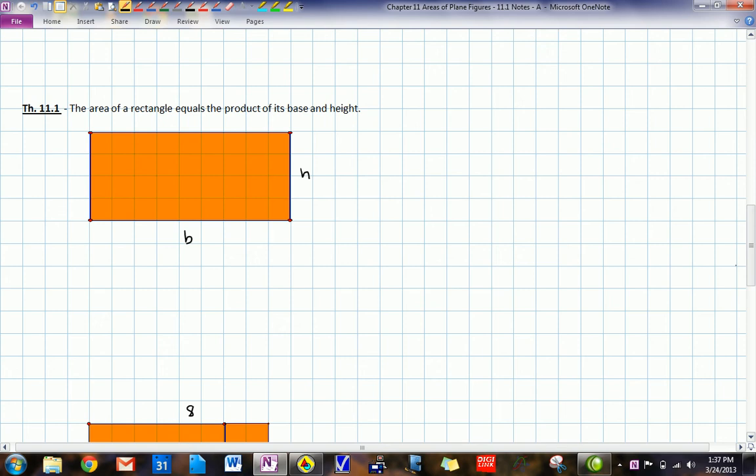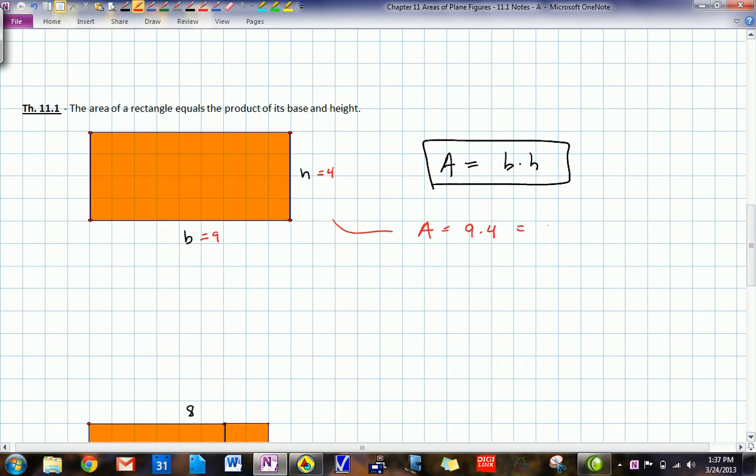But at any rate, instead of counting up all the little square boxes in there, we saw in that first example with the square that we multiply the number of rows by the number of columns. So that brings us to the formula. The area is equal to base times height for a rectangle. For this particular one, it looks to me like the height is 4 and the base is 1, 2, 3, 4, 5, 6, 7, 8, 9. So therefore, this would be the area of base times height, which is 9 times 4, or 36.